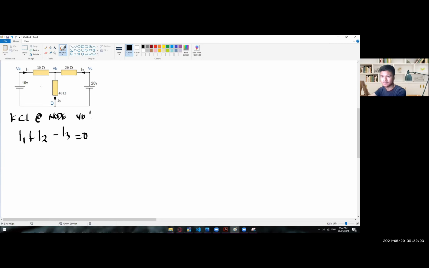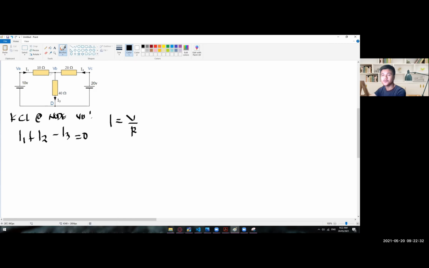Okay, in this circuit, let me just recall or write here Ohm's law. So I is equal to V divided by R. The same concept with this one, wherein I1 is equal to the voltage drop across this one, VA and VB, divided by R.